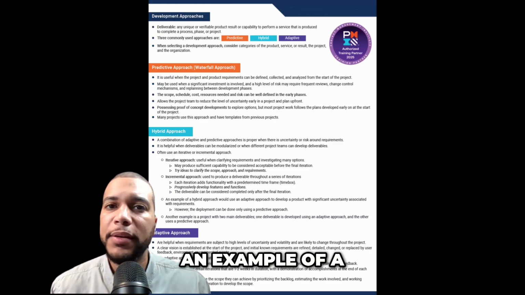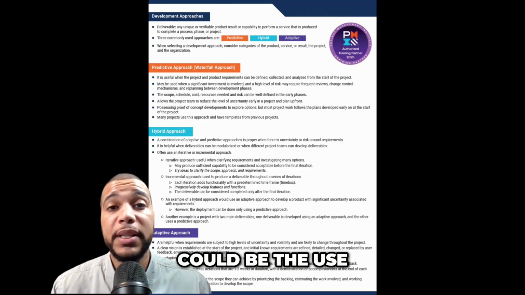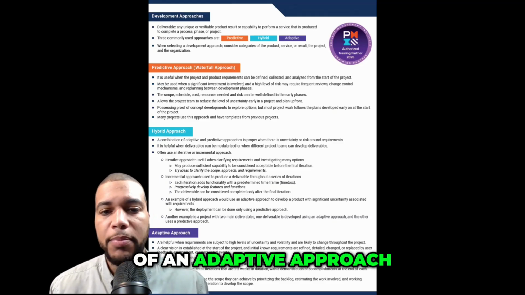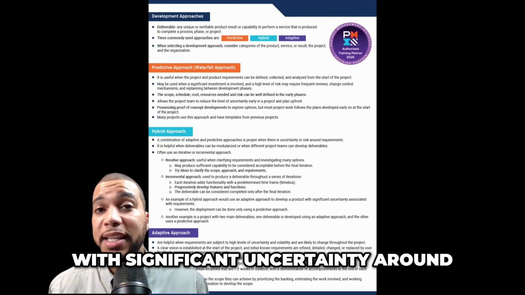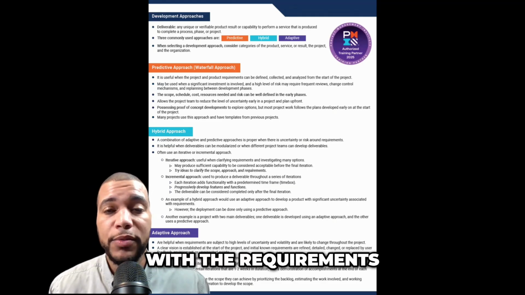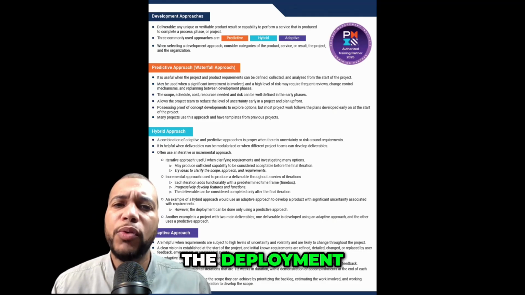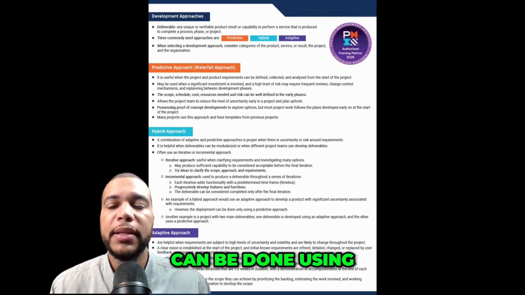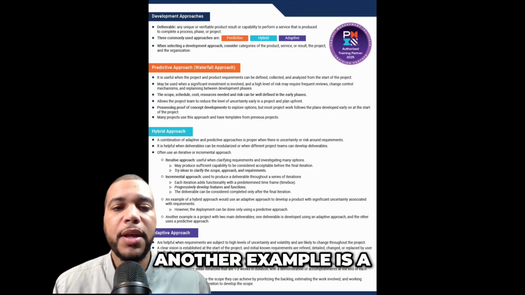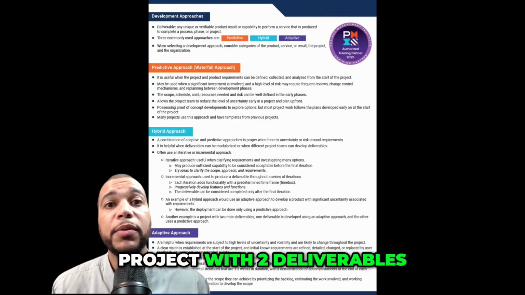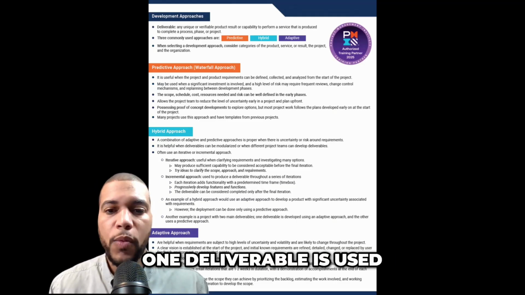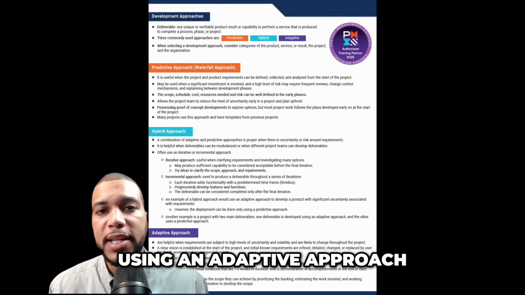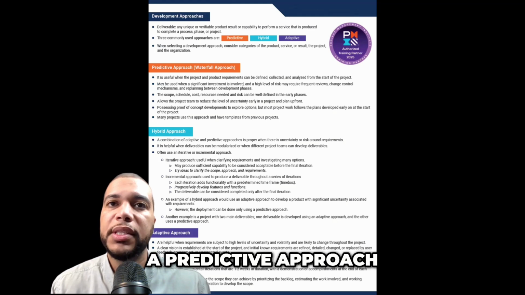However, an example of a hybrid approach could be the use of an adaptive approach to develop the product with significant uncertainty around the requirements. However, the deployment, this is when you're delivering it, can be done using a predictive approach. Another example is a project with two deliverables. So one deliverable is developed using an adaptive approach and the other uses a predictive approach.